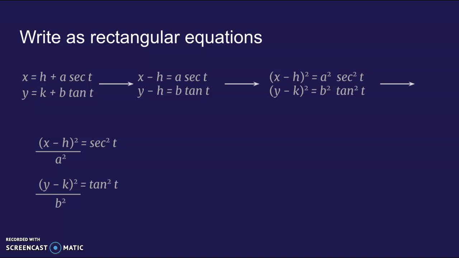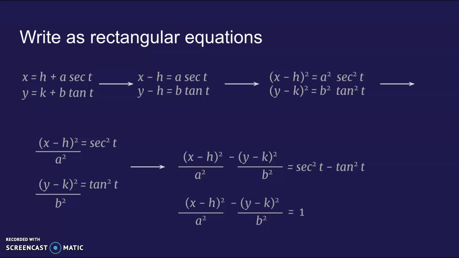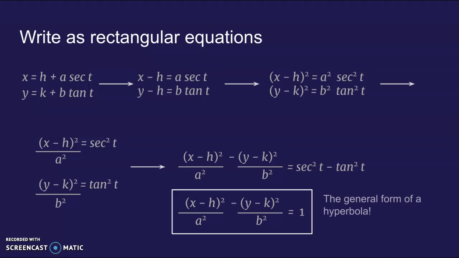Now if I add, I'm going to end up with secant squared t plus tangent squared t, and that is not an identity I know. But I do know secant squared t minus tangent squared t. So if I subtract, I'm going to get 1. And that is the equation of a hyperbola.